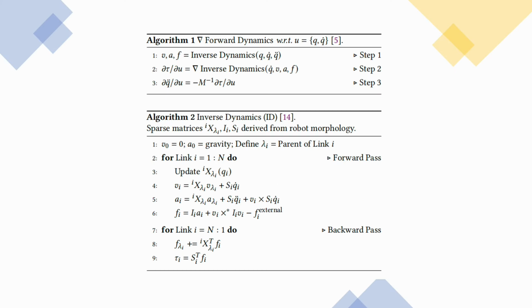So the algorithm includes 3 steps. In the initial step it computes inverse dynamics, and then it computes the inverse dynamics gradient with respect to inputs from all links, and then finally it recovers the forward dynamics gradient by multiplication with the inverse of the mass matrix, as mentioned in step 3.